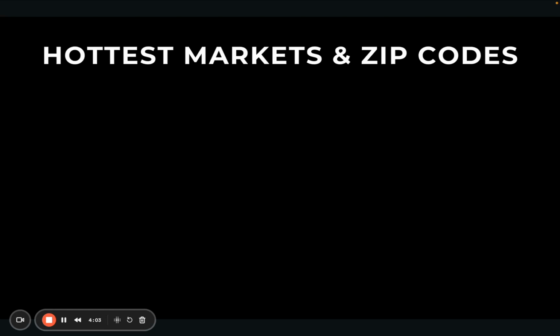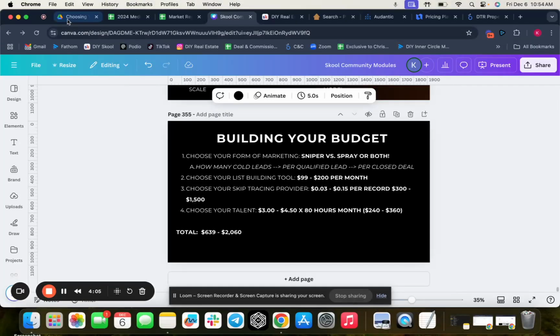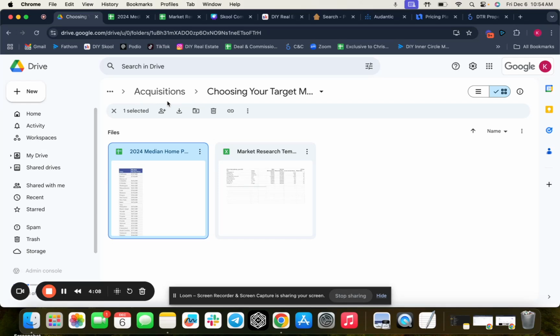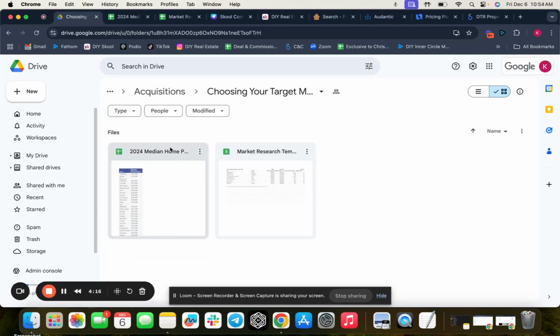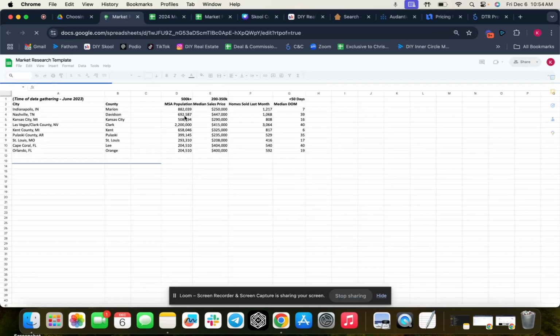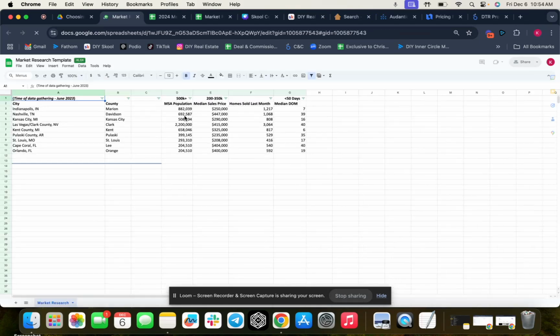So first off, you have access to this resource here, which is in the acquisition section. You go to choosing your target market, and you're going to see 2 resources. One is the market research template. We've already gone over this in a previous module, so I'm not going to go deep into it, but we use these data points. This is the exact sheet I used when I honed in on my market of Indianapolis back in 2023. And so I put a couple examples here for you guys to go off of. There's a separate video. Again, watch that video and it breaks down exactly how to use this form.